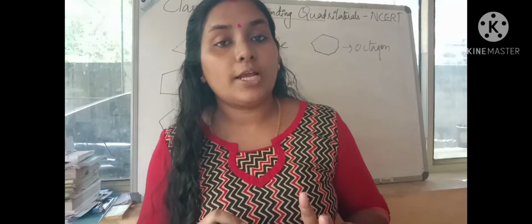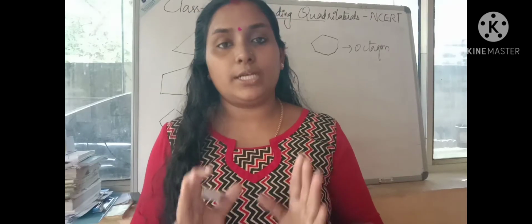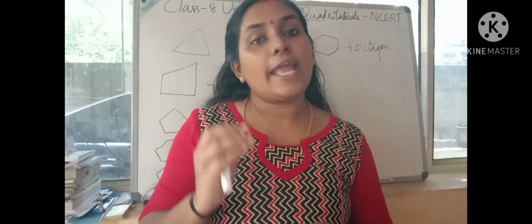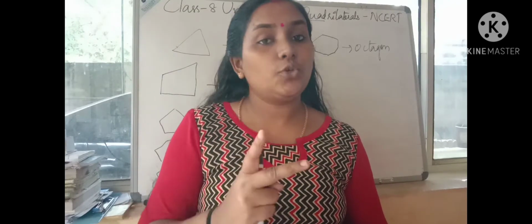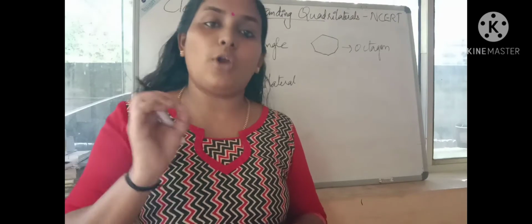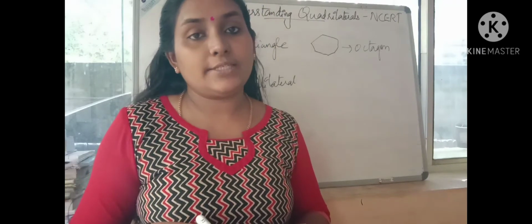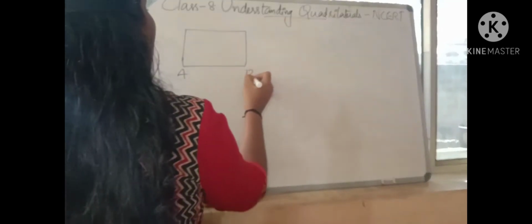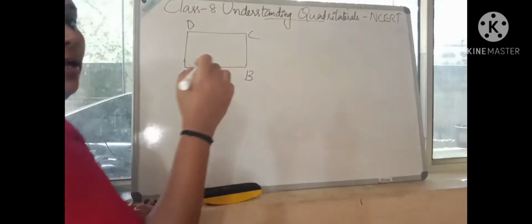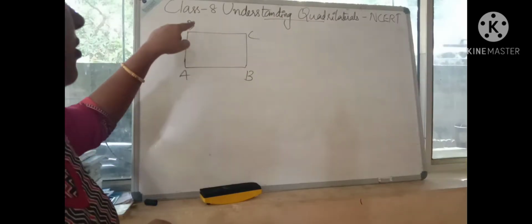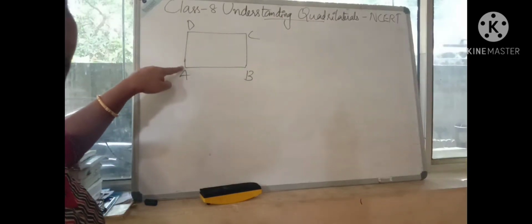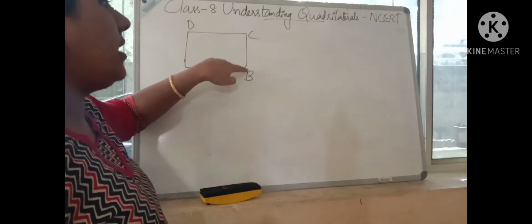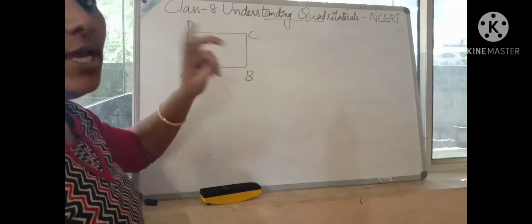Polygon, what is a polygon? A polygon is a simple closed curve. It is made up of line segments. A diagonal is a line segment which connects two non-consecutive vertices of a polygon. Okay, let us see some examples. Right, one rectangle, naming A, B, C, D. Consecutive: this and this one are consecutive points, and this one and this one are consecutive points, and this one and this one are consecutive points.